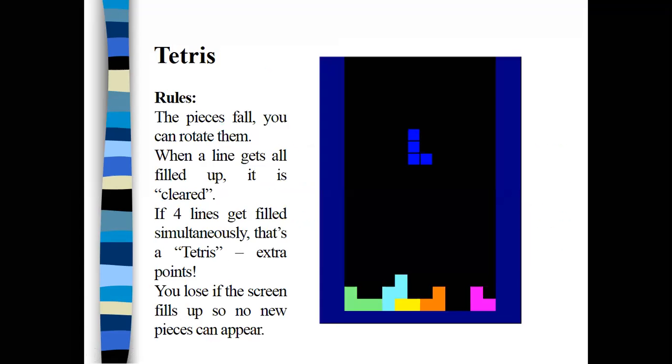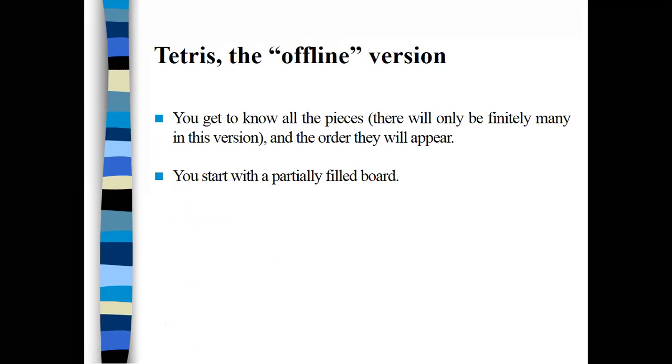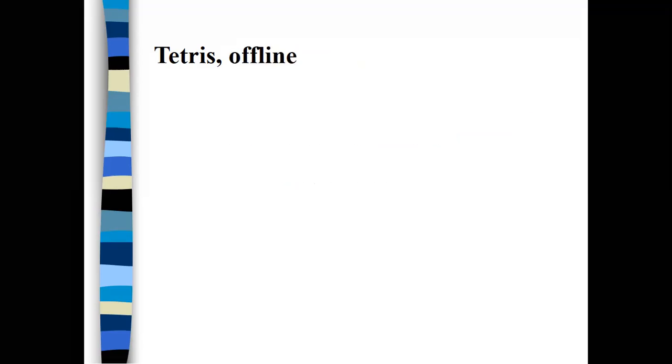Similarly, we have another game from our childhood. Here we have to align the blocks that are coming from the upside, and if the line is completed with the same color or equally, then it will be lowered down. So we have to complete it. That is also the same kind of example, where you get to know all the pieces. There will be only a finite number of variants of the order in which they will appear. So if the boxes reach the upper limit, then you crash. So you have to start with a partially filled box and then solve it.